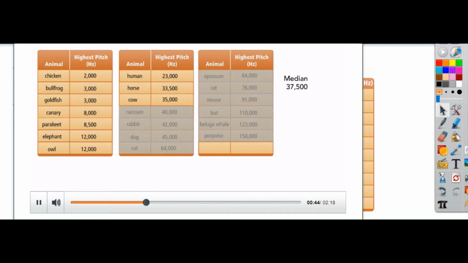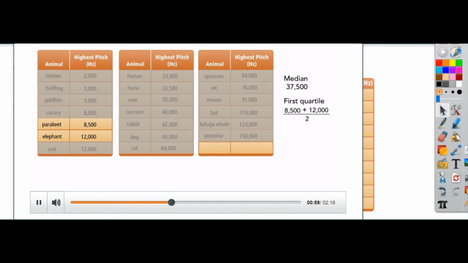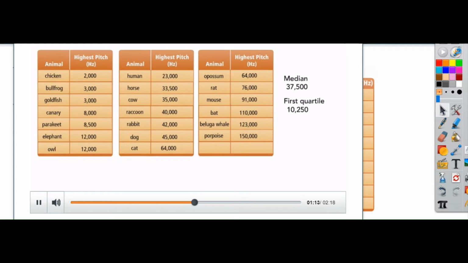So everything that's shaded now is considered the lower half. So we need to cross off until we find the median of the lower half. So we have two values left over. So we need to add them up and divide by 2 to get the exact middle of the lower half. And once we divide by 2, we end up with 10,250, which is quartile 1, the middle value of the lower half. Now we need to find the middle value of the upper half, which is quartile 3.